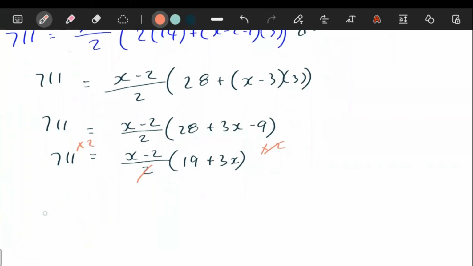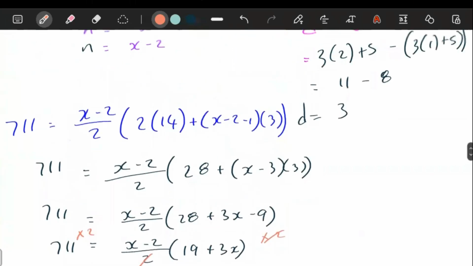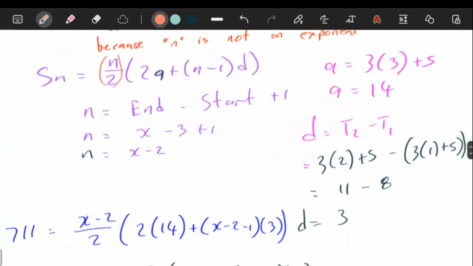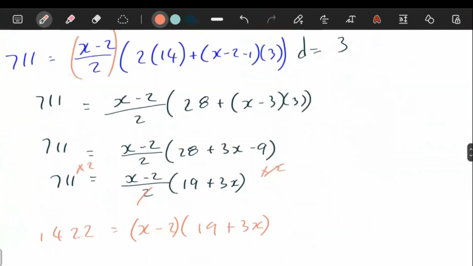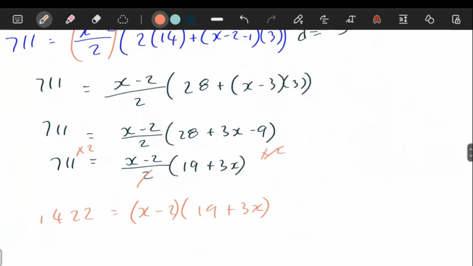And then here you're going to have 1422, and then you have x minus 2 with 19 plus 3x. This is why you have to be careful, because this is together. So don't make the mistake of just multiplying the negative 2 inside. You're going to get a problem, because remember, this is together already, all the way until the end. Multiplying by the 2 here is a valid step, fortunately.